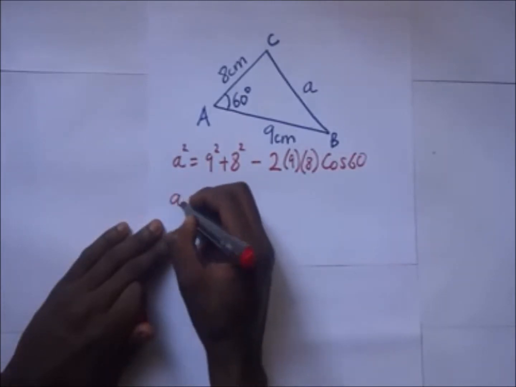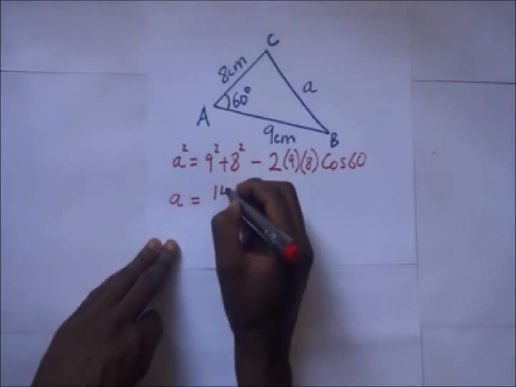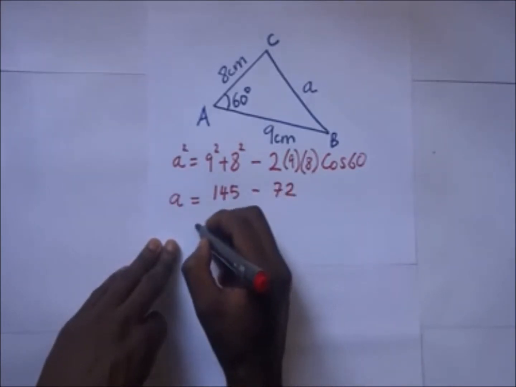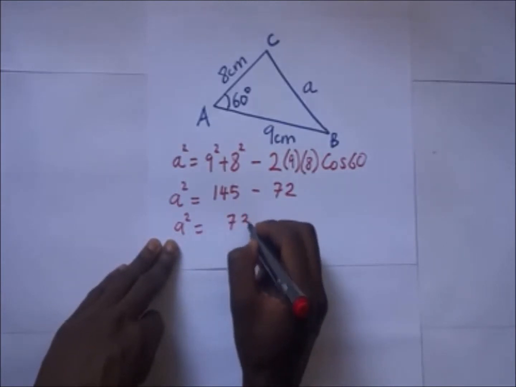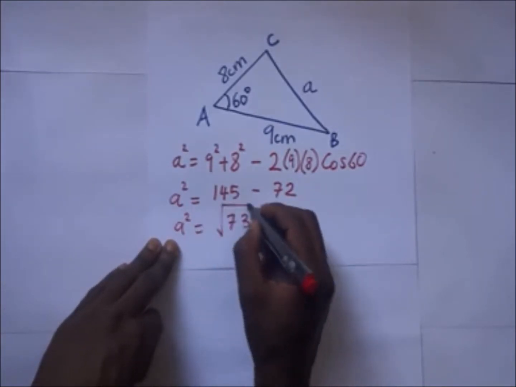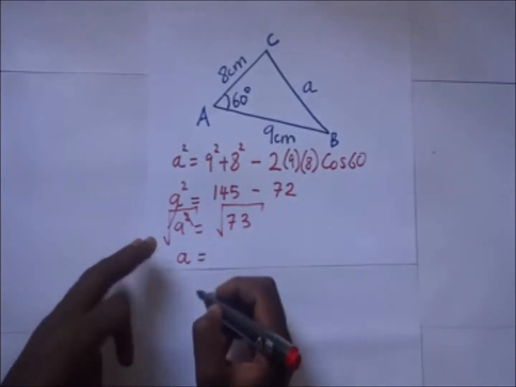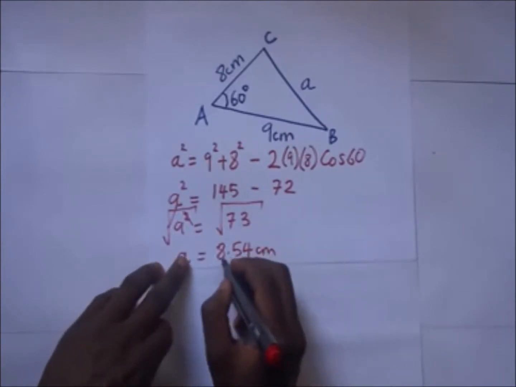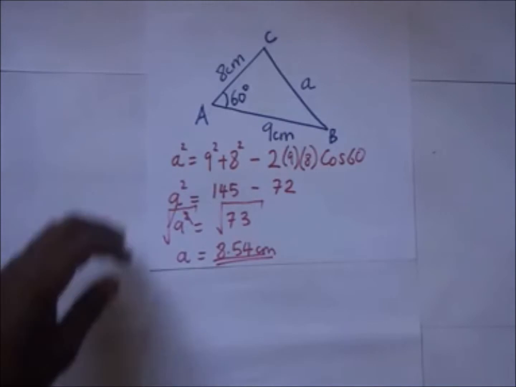And we go ahead and find the value of a by computation. We shall get a squared as 145 minus 72, which gives us 73. So when we find the square root on both sides, we'll get our value of a. That's our answer. Let's look at the next example.